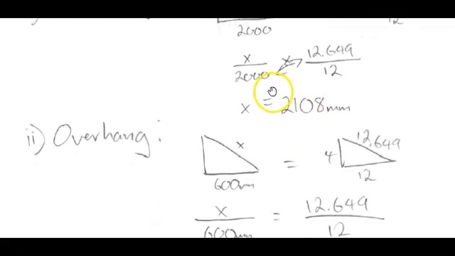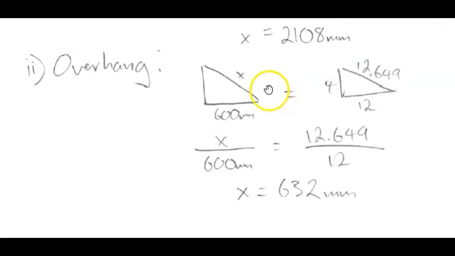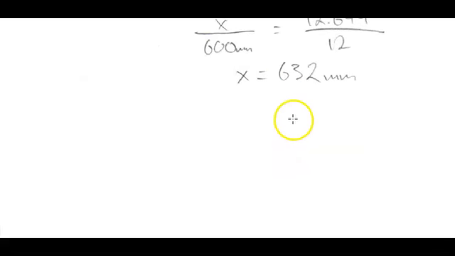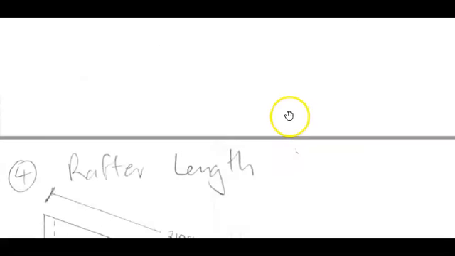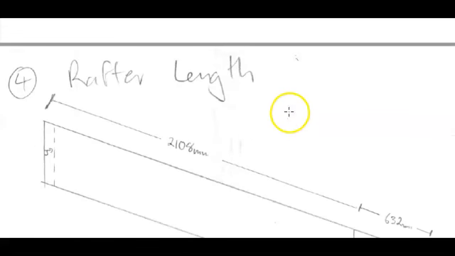So we do that exact same process for the overhang here. Again, I've written it exactly the same, except in this case, we've got 600 millimeters for our projection, and we're going to try to figure out our overhang on the slope. So same thing, draw it the exact same way, cross multiply, divide by 12, we get x as 632. Okay, and those are basically our answers, and that'll determine our rafter length.